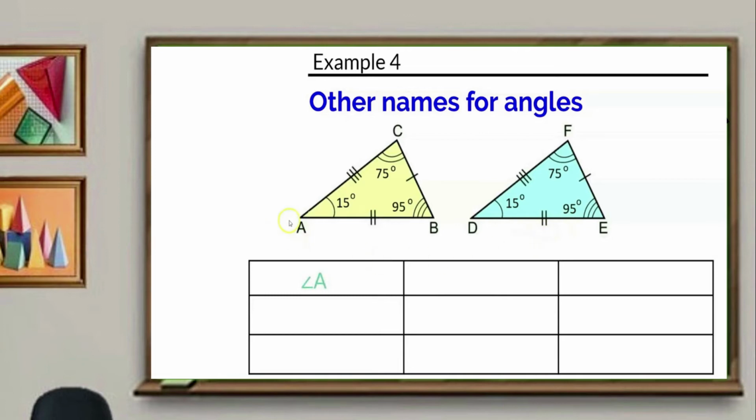Example number 4. Other names for the angles. Angle A can be named as angle CAB or angle BAC, as long as the middle letter is A. Angle F can be named as angle EFD or angle DFE. And for the third angle, angle C can be named as angle ACB or angle BCA.